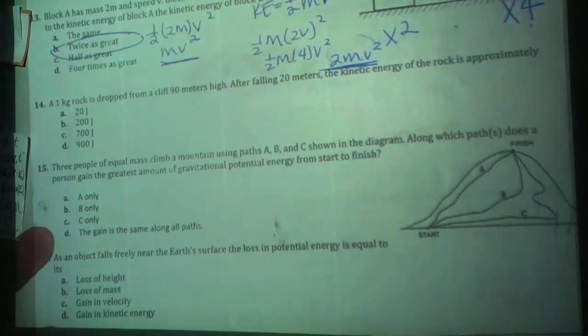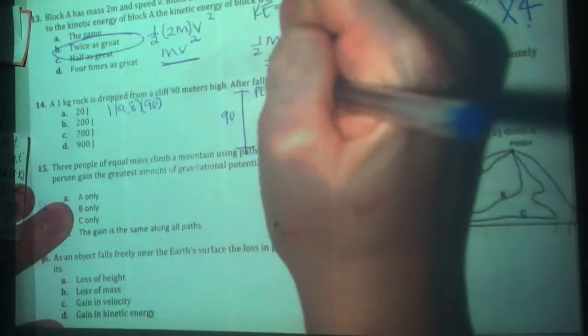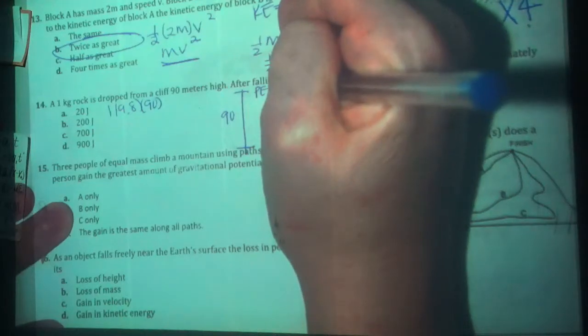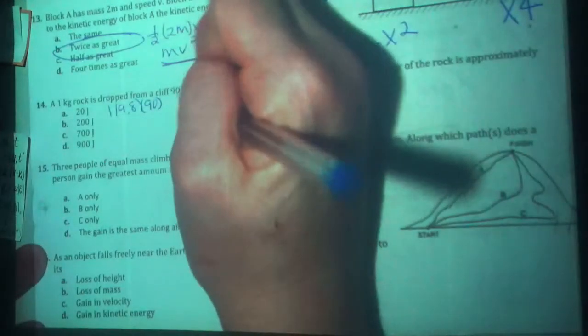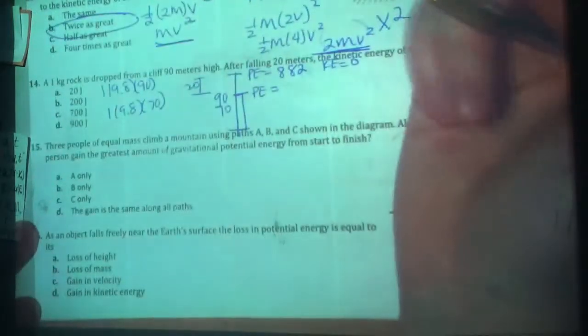A 1 kilogram rock is dropped from a cliff that is 90 meters high, so my potential energy is mgh of 90. That gives me 882. And if it's dropped, kinetic energy is 0. If it's fallen down 20 meters, now it's at a height of 70 meters. So you can find your potential energy is 1 times 9.8 times 70, and that gives me a potential energy of 686.